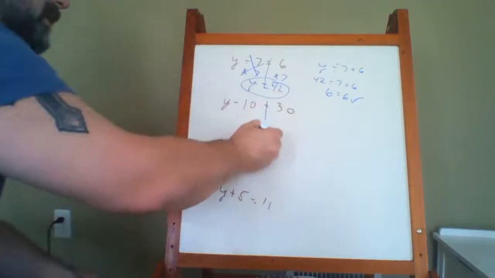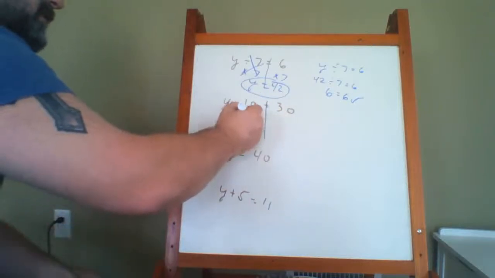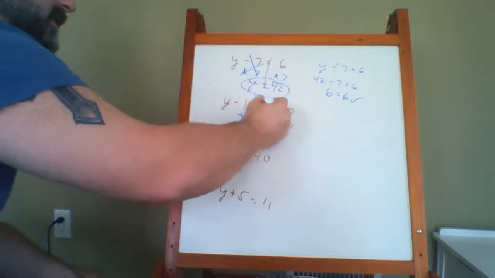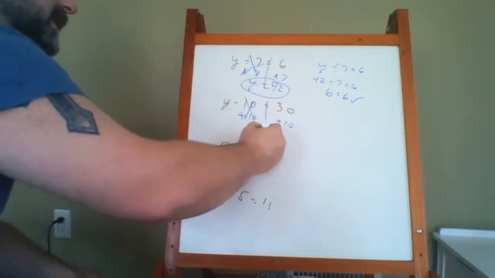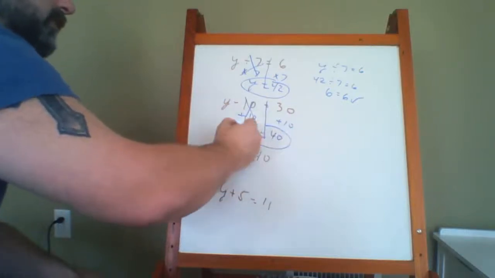Next one, draw the wall. Y minus 10. Instead of subtracting 10, you could add 10. That's the opposite. It cancels out. Y is going to equal 30 plus 10, which is 40.